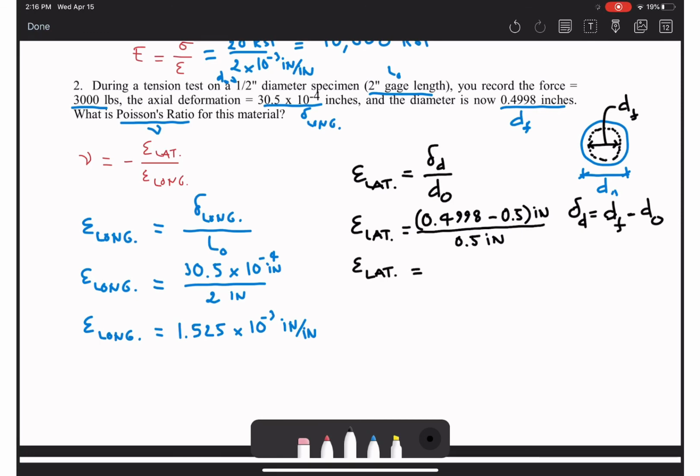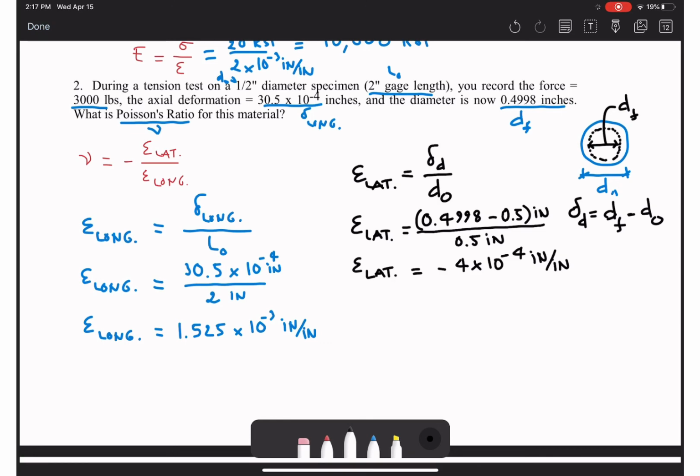From that we will have epsilon lateral equal to -4, negative stands for, in this case, as you can see, because the specimen is elongated in the longitudinal axis, then the lateral has to contract. That's why it's negative. The diameter is reducing. Times 10 power negative 4, unit inch over inch. So from that we have both epsilon lateral and epsilon longitudinal.